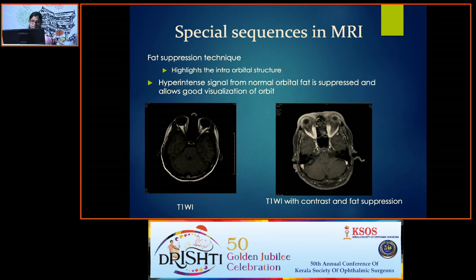Coming to special sequences in MRI, the fat suppression technique is very useful when you want to look for abnormalities in the orbit. Here you can see the normal MRI without fat suppression. So here the fatty tissue in the orbit is appearing bright. You can see the optic nerve in the center, and in the second image it is fat suppressed and contrast is used. So ocular muscles are seen bright.